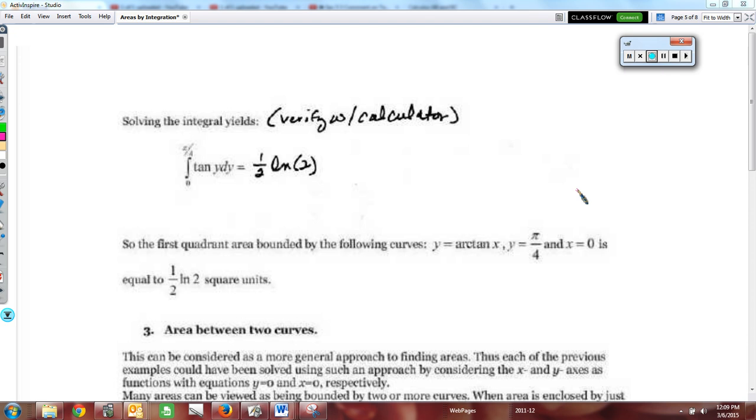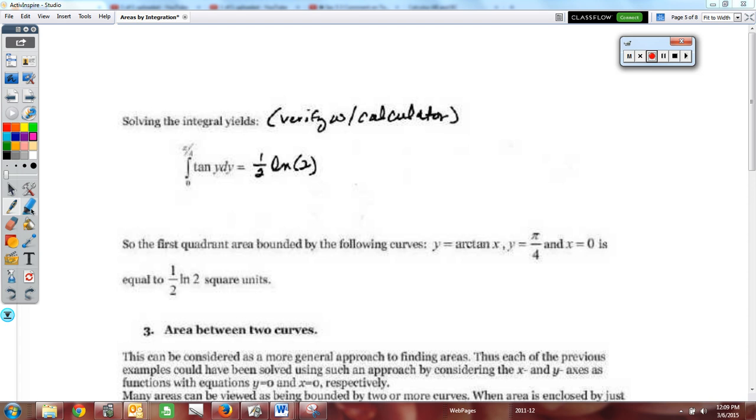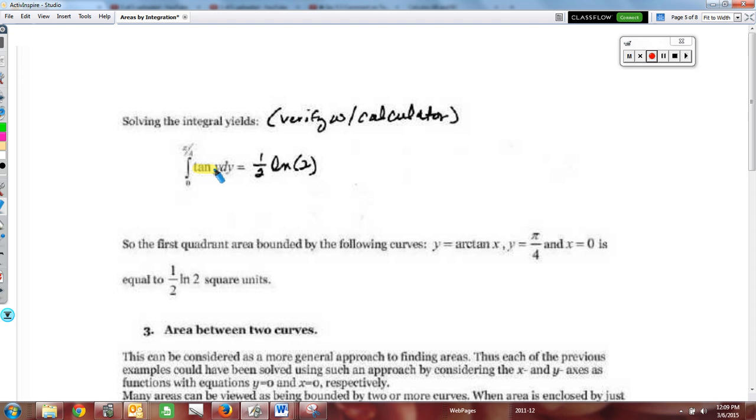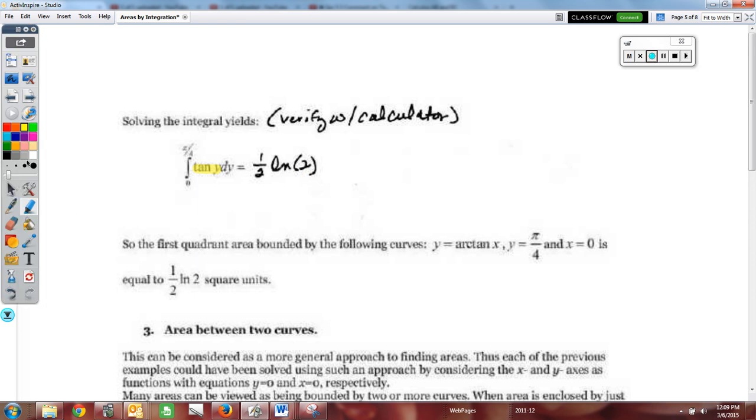Okay, now on this one, I am going to wave my hands a little bit about finding this antiderivative. As of yet, because we haven't done our shortcut rules, we do not know how to find the antiderivative of a tangent. And so I'm going to wave my hands a little bit here. The answer does happen to be 1/2 natural log of 2, but we'll learn that part in another section. What I wanted to concentrate on now is just the setup of calculating this area.